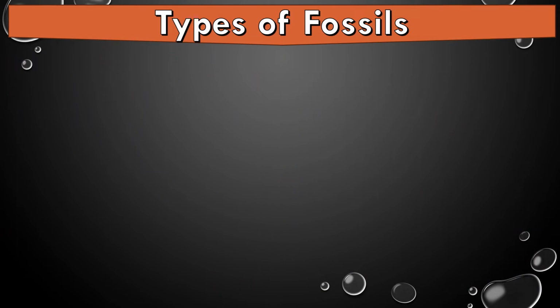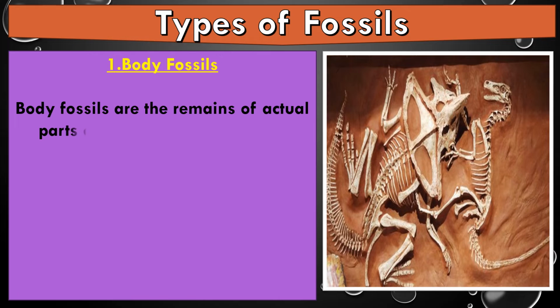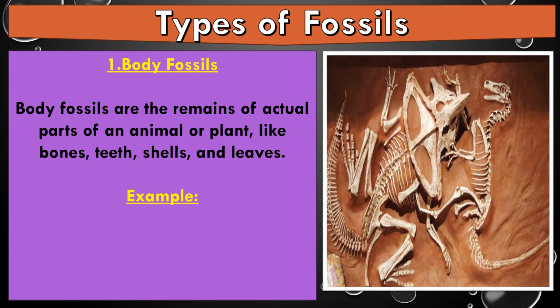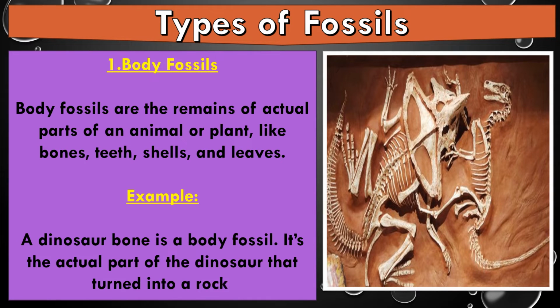Types of fossils. 1. Body fossils. Body fossils are the remains of actual parts of an animal or plant, like bones, teeth, shells, and leaves. Example. A dinosaur bone is a body fossil. It's the actual part of the dinosaur that turned into a rock.